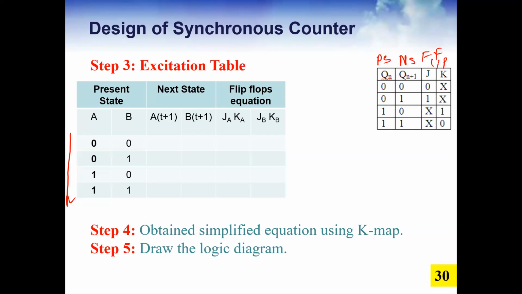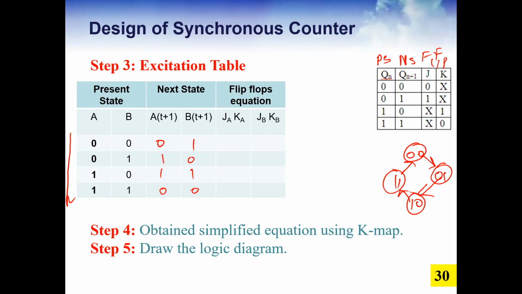Now, we have seen in the previous slide that the first state is 00, next state is 01, then 10, then 11, and the arrows tell you how the states are changing. When the present state is 00, the next state will be 01. Present state 01, next state will be 10. If the present state is 10, next state will be 11. Present state 11, next state will be 00.